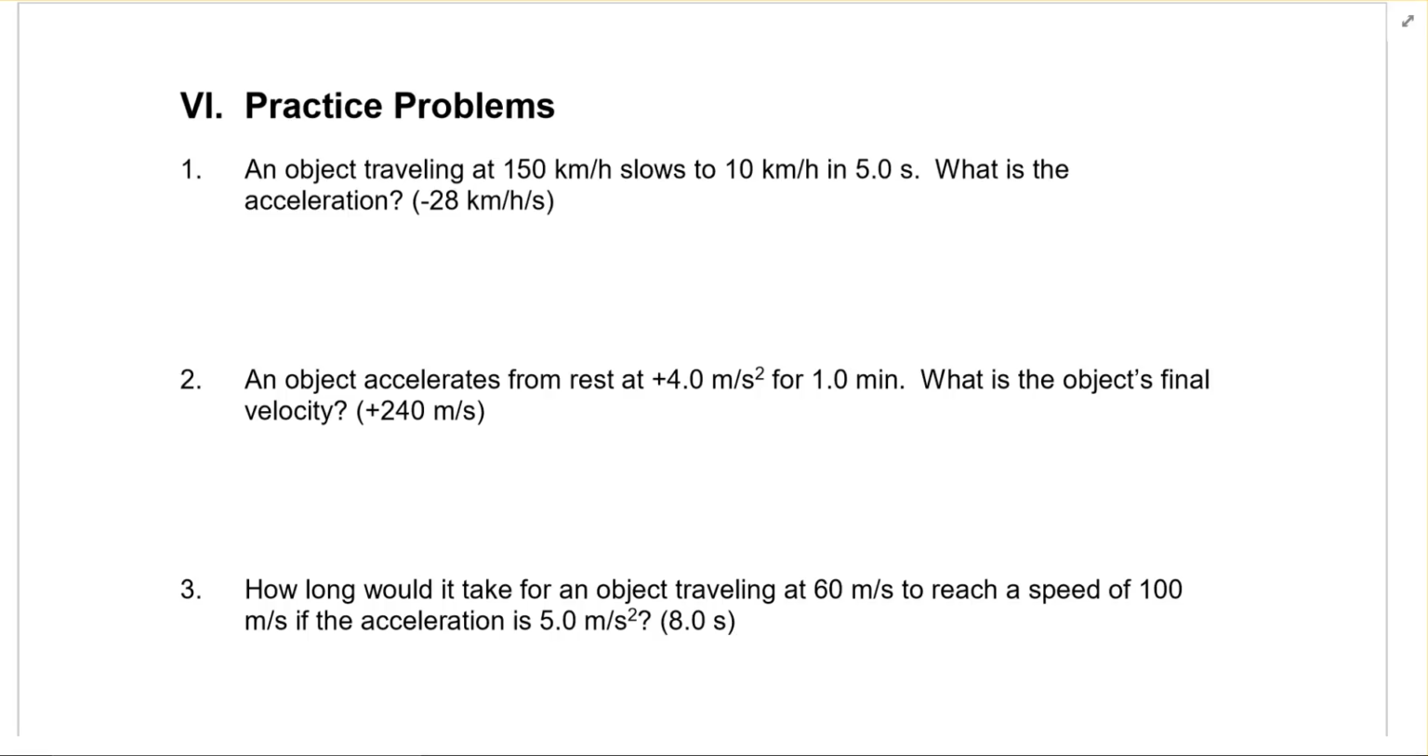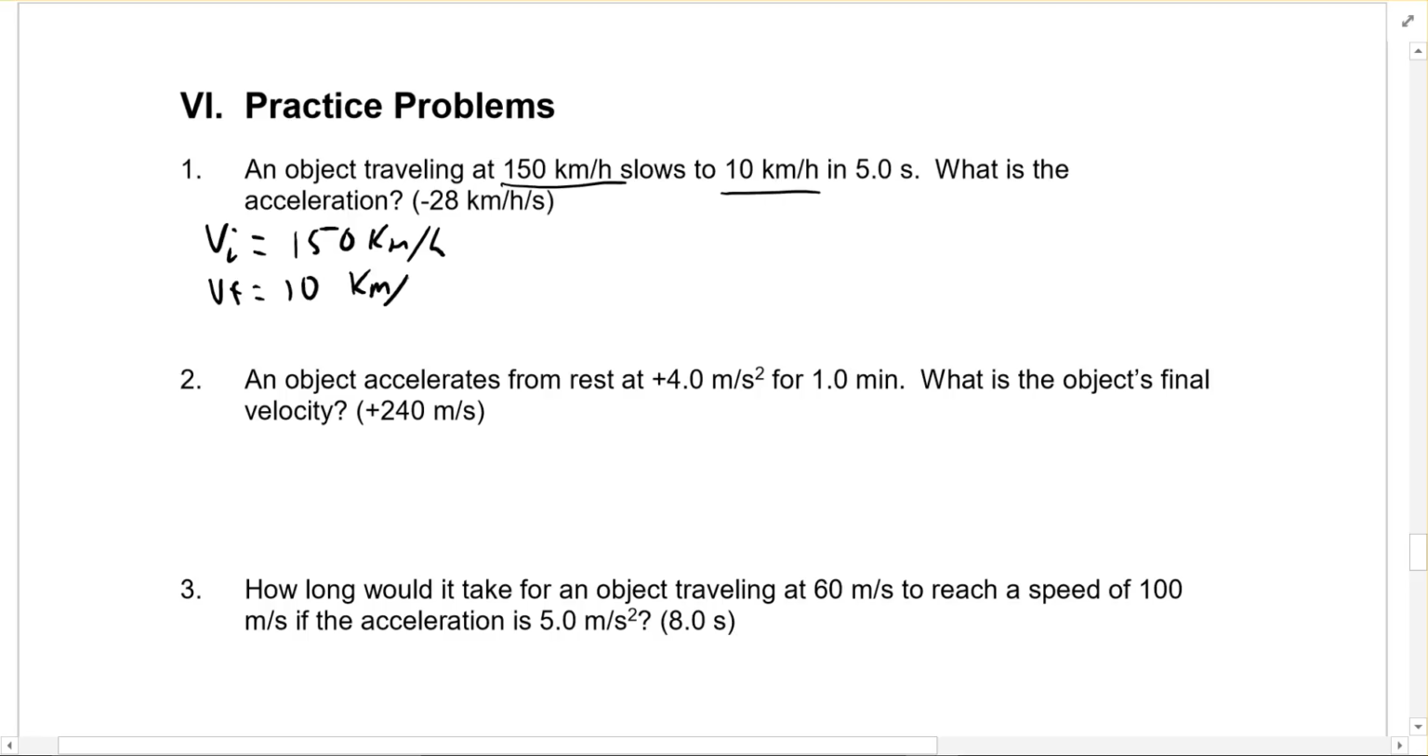So let's write down what we know. We know VI, the initial velocity, or V1 you might see too. So VI is 150, right? That's what you started at. So 150 kilometers an hour. VF, the final velocity, is going to be 10 kilometers an hour. And the time is 5 seconds. And then we're looking for the acceleration. So I'll put a question mark there.